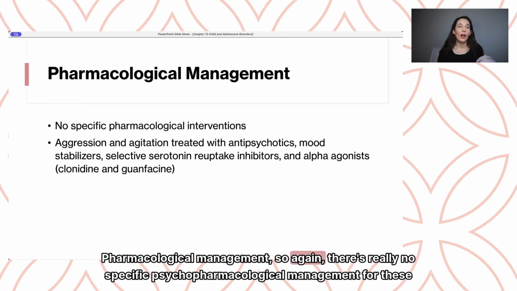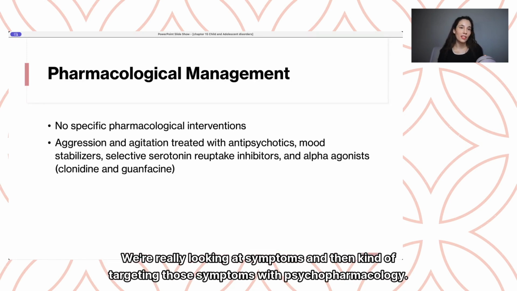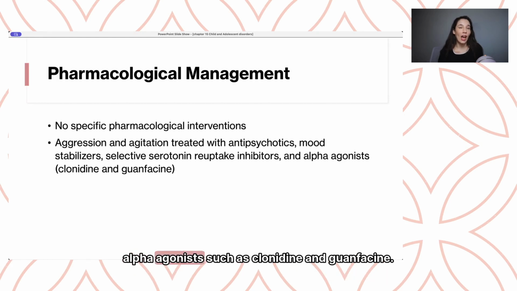Pharmacological management. So again, there's really no specific psychopharmacological management for these patients. We're really looking at symptoms and then targeting those symptoms with psychopharmacology. If they're having aggression or agitation, we can treat that with antipsychotics, mood stabilizers, SSRIs, or alpha agonists such as clonidine and guanfacine.